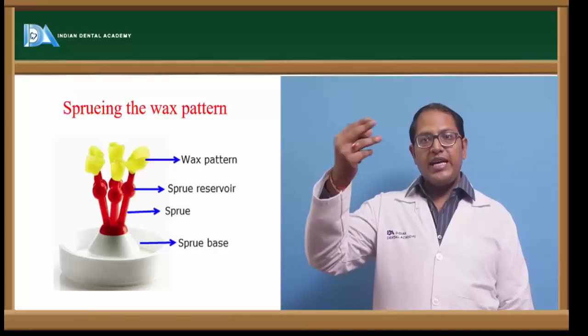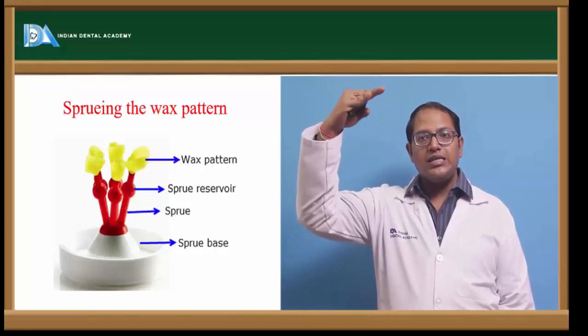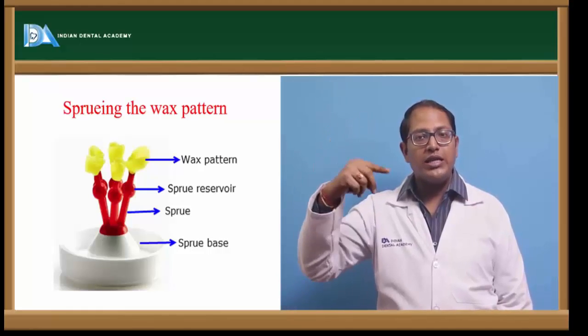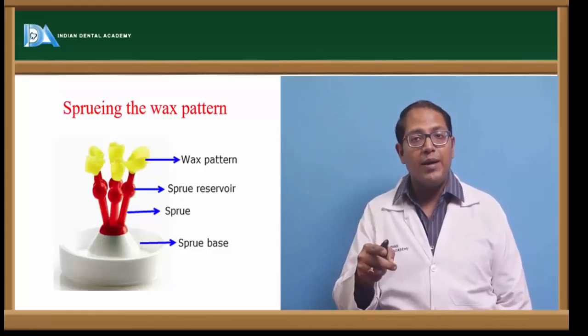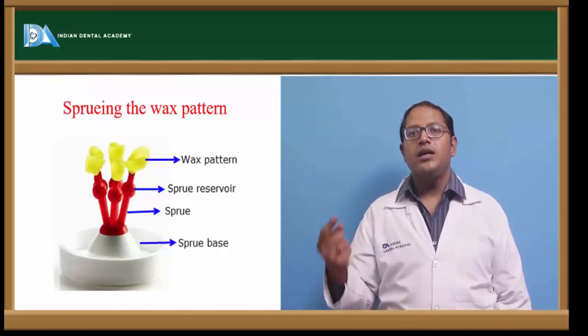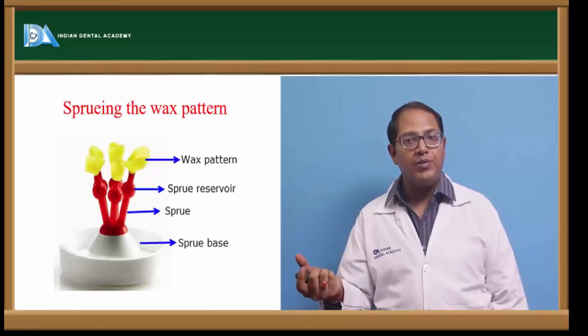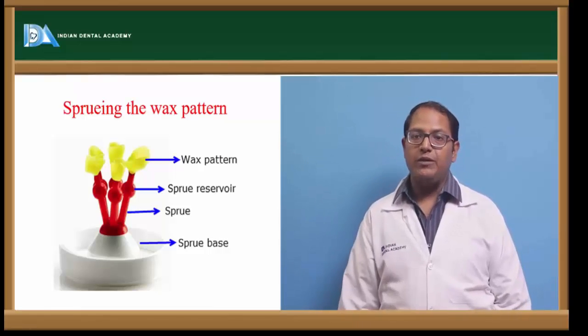If the distance from the wax pattern to the casting ring is not proper, 3.3 to 4 mm for phosphate bonded and 6 mm for gypsum bonded, then what will happen? Back pressure porosity. If the diameter of the sprue is not proper, then what will happen? Suck back porosity will take place.